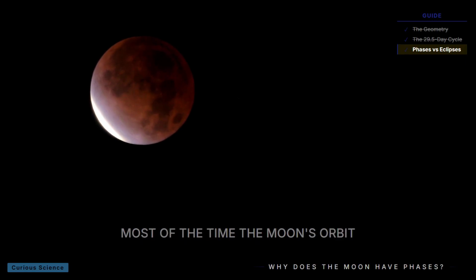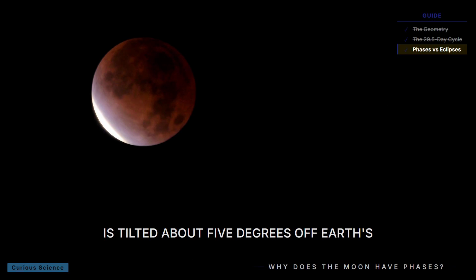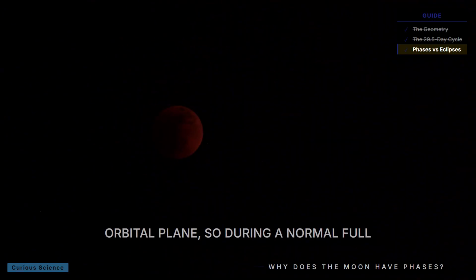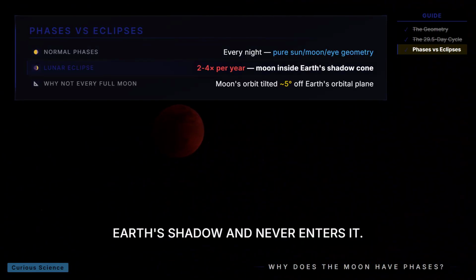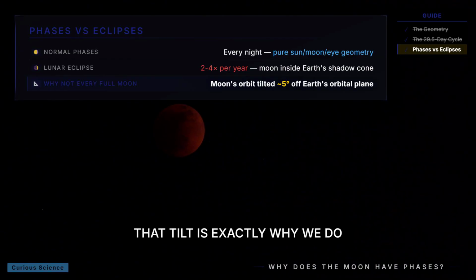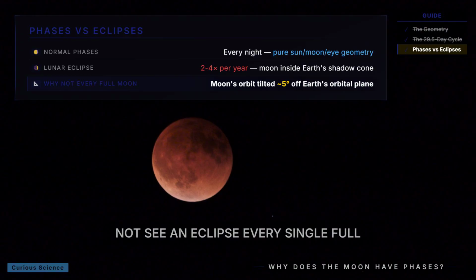Most of the time, the moon's orbit is tilted about 5 degrees off Earth's orbital plane, so during a normal full moon, the moon passes above or below Earth's shadow and never enters it. That tilt is exactly why we do not see an eclipse every single full moon.